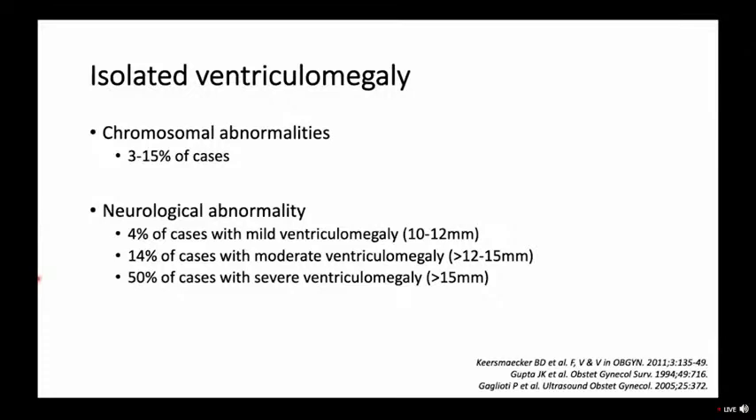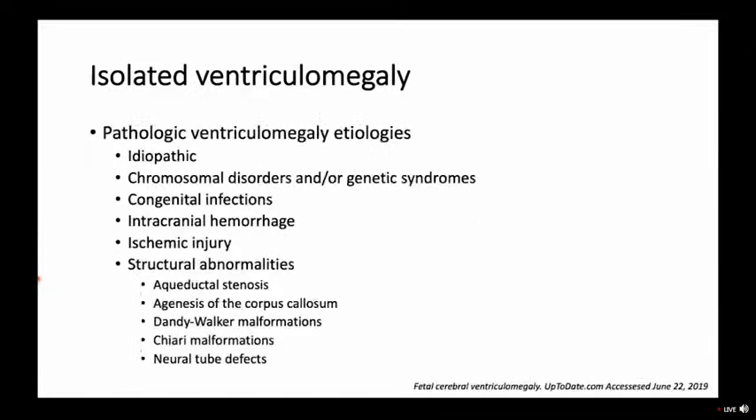So mild ventriculomegaly, 10, 11, 12 millimeters, not a major big deal. 96% of the babies are normal. You get into the 12 to 15, 14% of those babies are going to have some neurologic abnormality. You get over 15 millimeters, over half of babies are going to have some neurodevelopmental outcome problem. So thus, the importance of the measurement being super accurate. It has a profound predictive ability on the outcome of the baby.